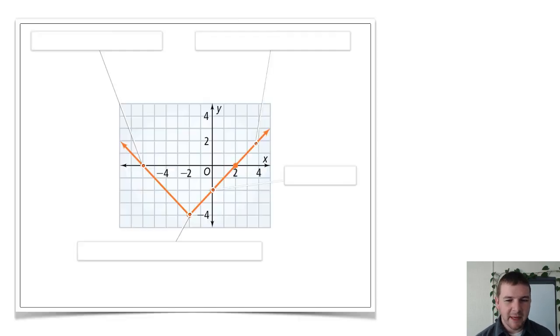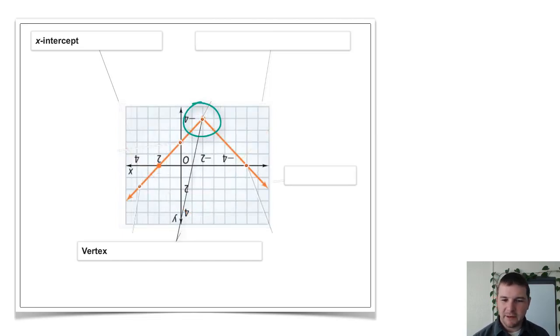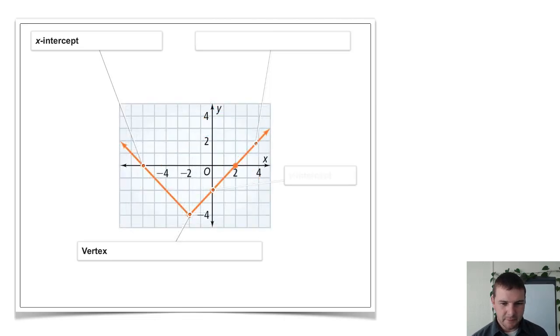Here's an example of an absolute value function graphed. Notice the x-intercept labeled, where it crosses the x-axis on the left-hand side. The vertex, the bottom of the angle of the absolute value function. Sometimes it can be the top of the absolute value function if we have a downward opening V. The y-intercept, where the line crosses the y-axis. And then the second x-intercept, where it crosses it too.